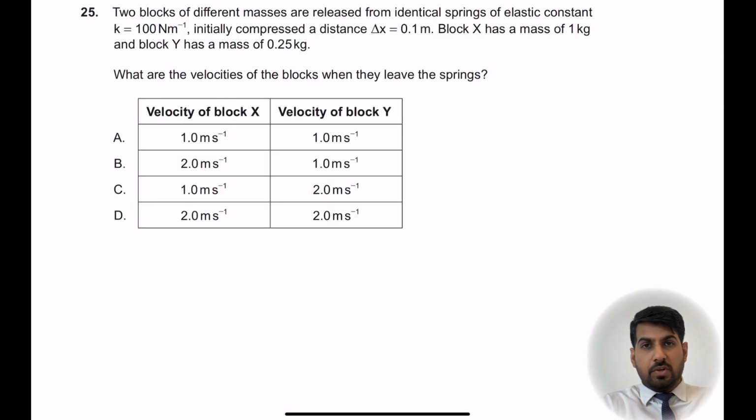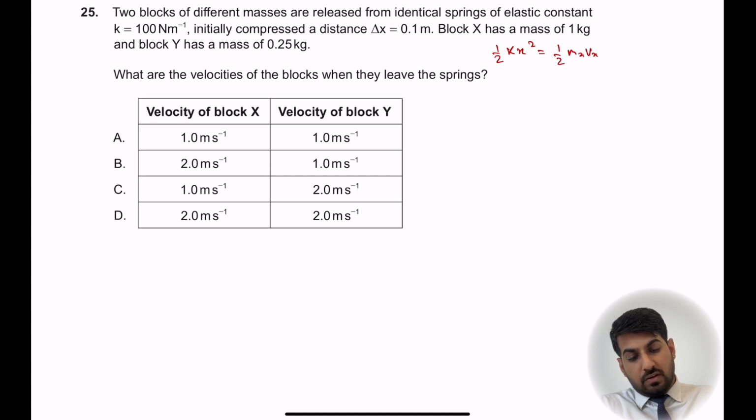So in question number 25, if you read the question, there are two things, they are comparing the energies. So half k x square is equal to half m vx square plus half m vy square, right? So this is half, this is k, and this is 0.1 square, right? So this will be equal to half, m is 1, vx we have to find out, vx square plus half, this is 1 by 4, 0.25, and vy we have to find out. So this is one equation.